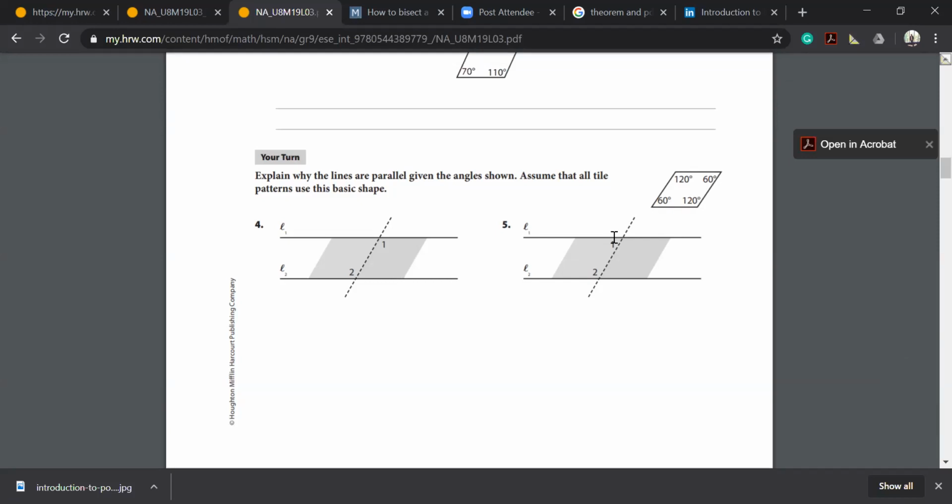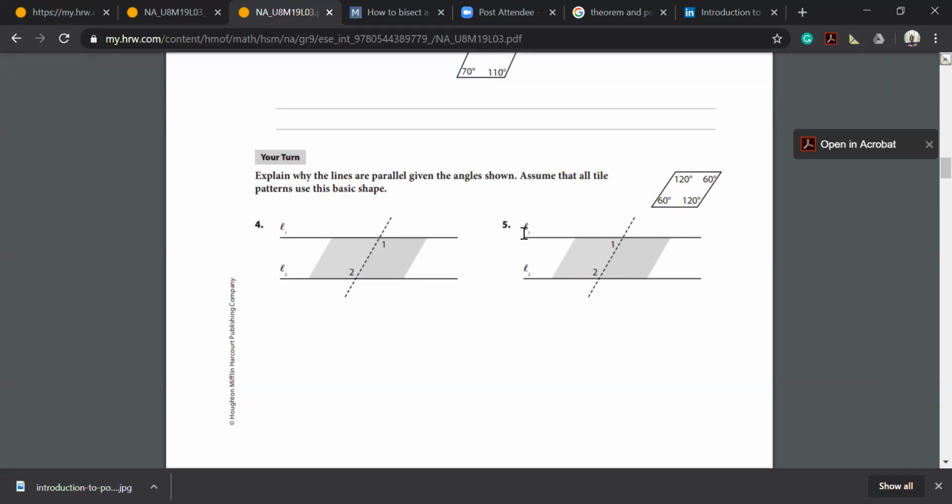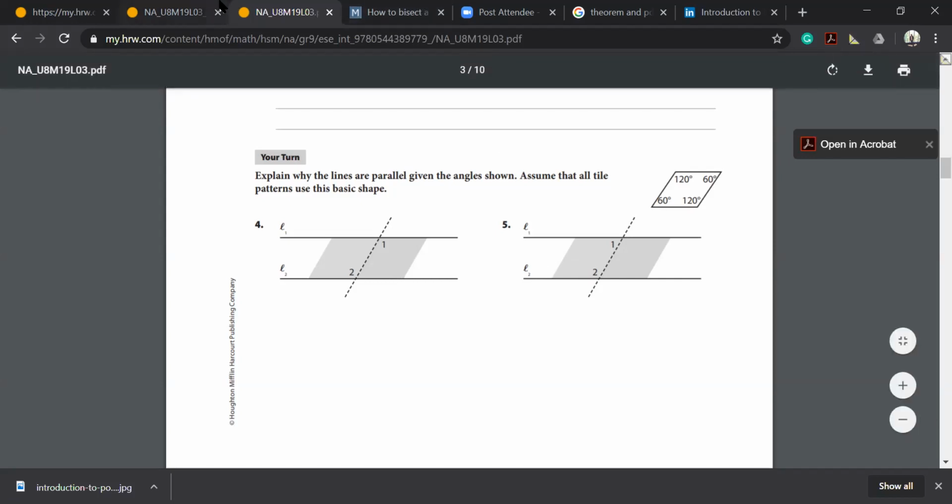1 and 2 are the places of which angles? Both of them are together supplementary. So these are same side interior. So since they are supplementary and they are in the place of the same side interior angles, we can prove that L1 is parallel to L2. So we are going to write that L1 is parallel to L2 because angle 1 and angle 2 are supplementary using the converse of same side interior postulate.